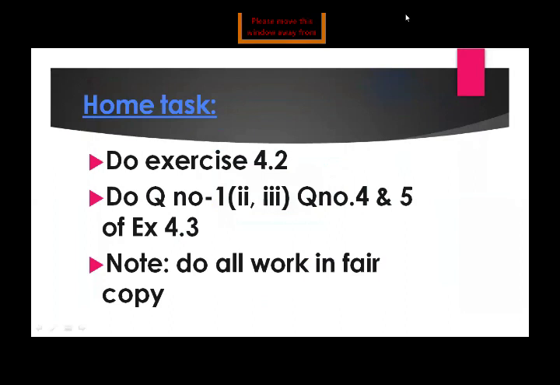Now it's time for the home task. In the home task, do exercise number 4.2, in which you will find different orders given, ascending and descending order. You can do that exercise easily. Then do question number 1, part number 2 and 3, and question number 4 and 5. These questions will be selected from exercise number 4.3. And there is a special note for you. Note down all work in your fair copy.